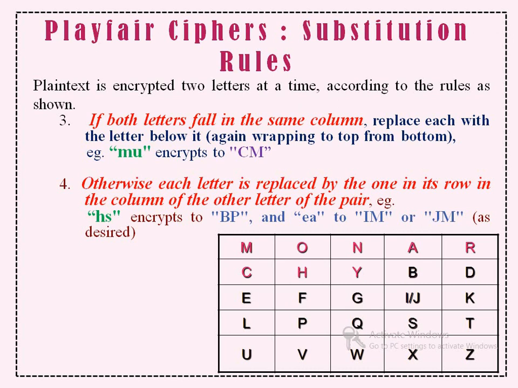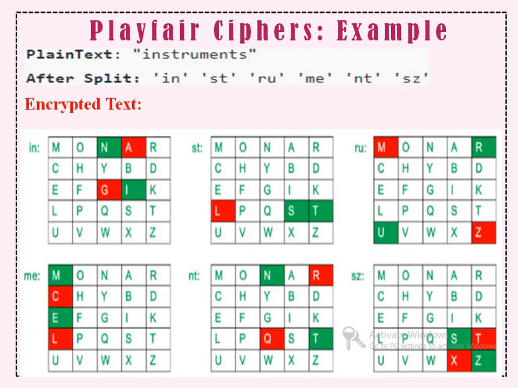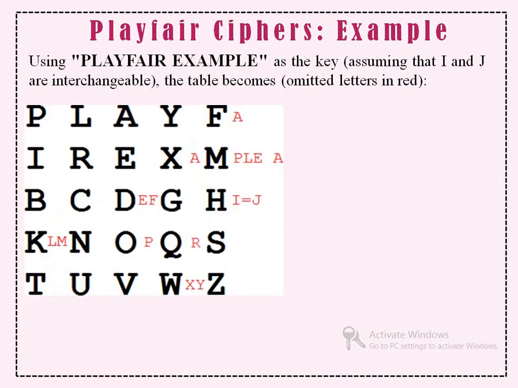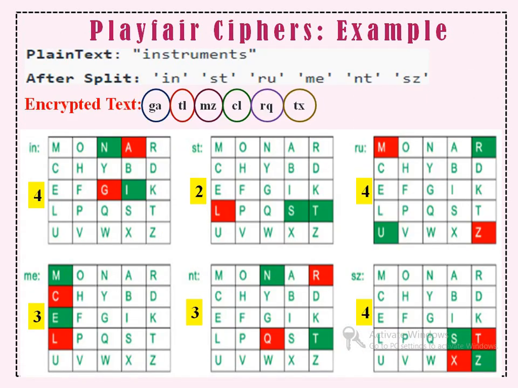Alright, so this was the basic discussion that we had in the last class as well. Following that, we discussed a particular example where instruments was the plain text and we had monarchy as the key, and based on that, with reference to the table we had already formed, we found the necessary key and the cipher text that would be developed. So this is where we ended our discussion.